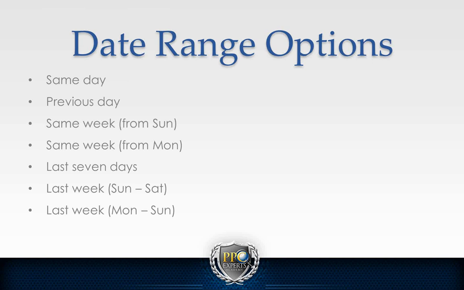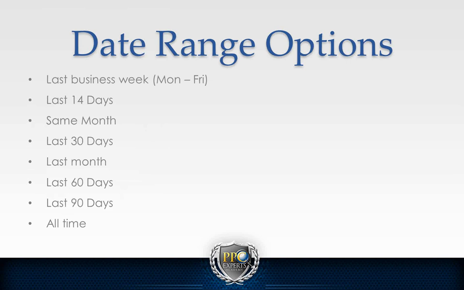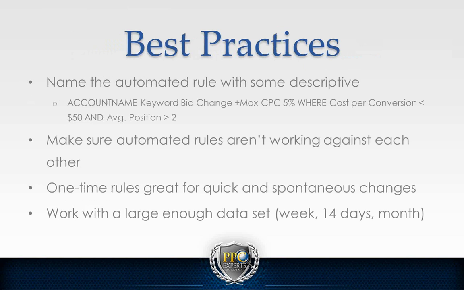What's the date range? So you've got same day, previous day, same week from Sunday, same week from Monday, last 7 days, last week Sunday through Saturday, last week Monday through Sunday, last business week Monday through Friday, last 14 days, same month, last 30 days, last month, last 60 days, last 90 days, or all time. So depending upon what you're doing is going to depend upon the range, and it's a really, really cool feature.